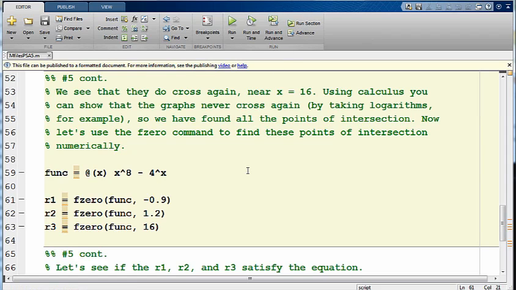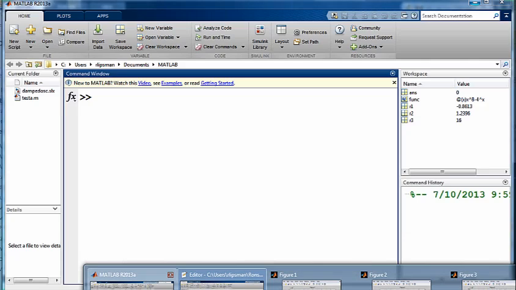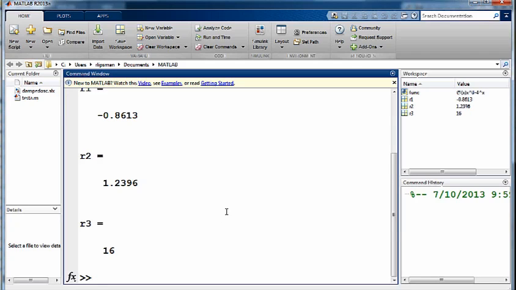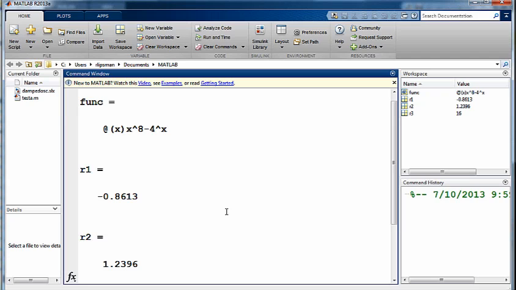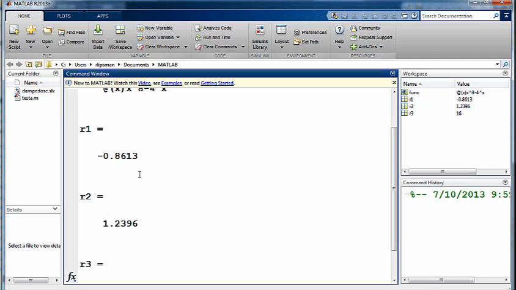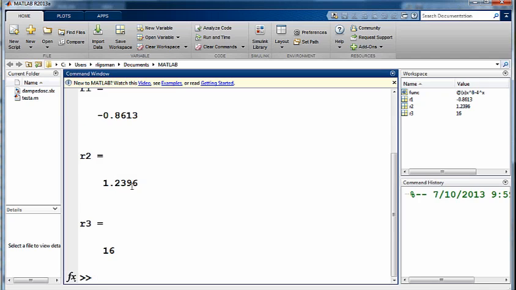Now what? I have to look in the MATLAB window to see the output. And here it is. There's the function, and so there's one at -0.8613, another one at 1.2396, and a third one at 16. Notice these are decimals, 5 decimal places, and so in principle they are probably just approximations to the actual value, which could be irrational or even transcendental.